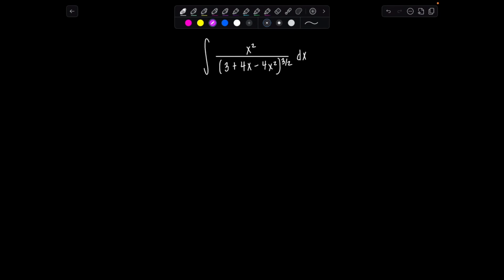It's been a little while since we tackled a messy trig sub integral, so I figured it was time. And today's problem is going to test your algebra and trig skills just as much as your calculus. So grab a pencil, pen, stylus, and let's work this through together step by step.